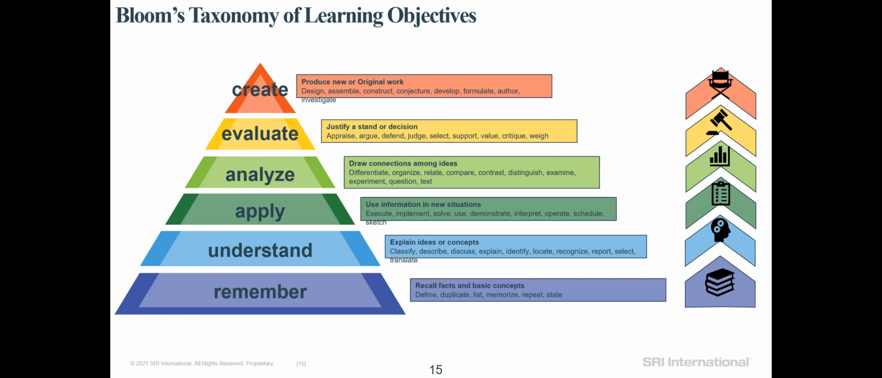And so you see now that at the lowest level is remember, right? So the sheer memorization is at the lowest level. Then you have understand, apply, analyze, evaluate, and create, right? So you can see that there's a hierarchy of skills.